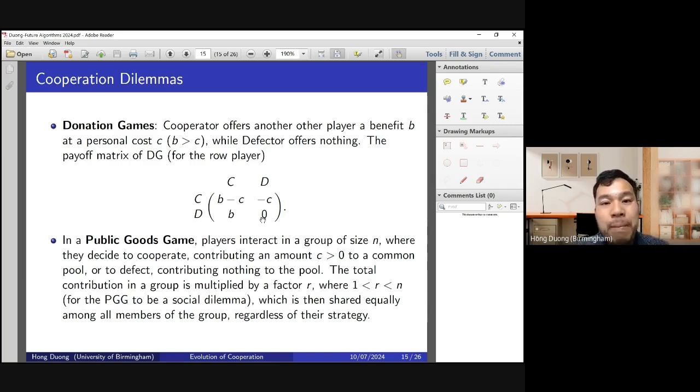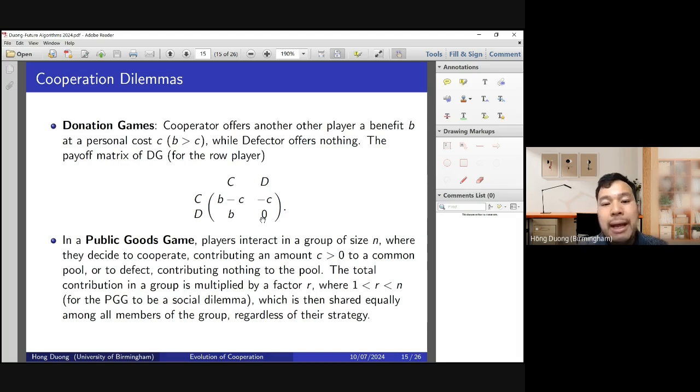That is a 2x2 game. The public goods game is a generalization of this to multiplayer games. People in a group decide either to cooperate or defect. If you cooperate, you pay an amount C to the common pool, and defectors do not contribute anything, very similar to the above. The total contribution will be multiplied by a factor R and then divided equally among all people in the group, regardless of whether they are cooperators or not.